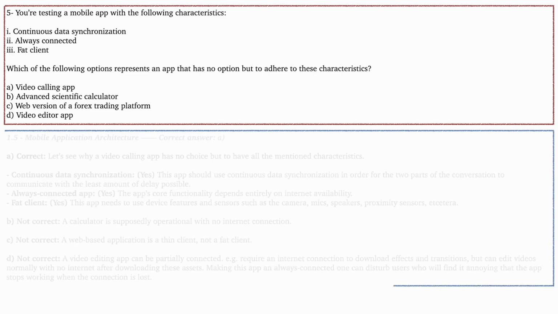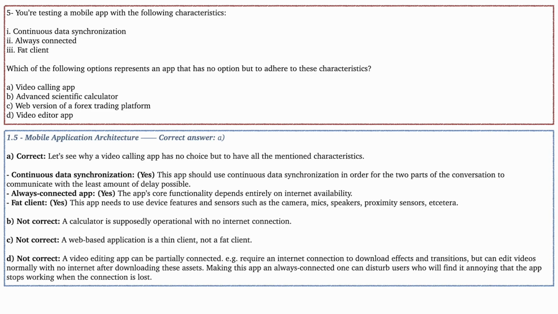Starting with the first one, a video calling app. I can say that this app must use continuous data synchronization mode, as this is super important to allow for instant communication between the two sides of the video call. Also, it makes sense that this app must be an always connected app, as the core functionality of this app necessitates internet connectivity. And lastly, being a fat client is a must, since the app has to use a lot of the device sensors and features, such as the camera and microphone. So, this option is a very strong contender to be the correct answer.